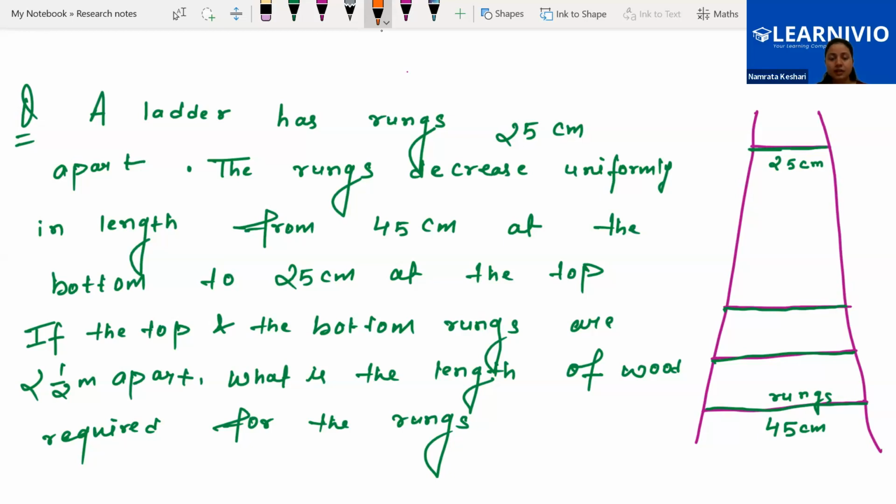Ma'am, the length of the wood required, my answer is coming 385 centimeter. Okay, 385 centimeter, the wood required. That's what we have to find, right? Yes, ma'am, it is given. Yeah, this is the answer. Okay, rest of the students, please do it. Let me know what you are getting.